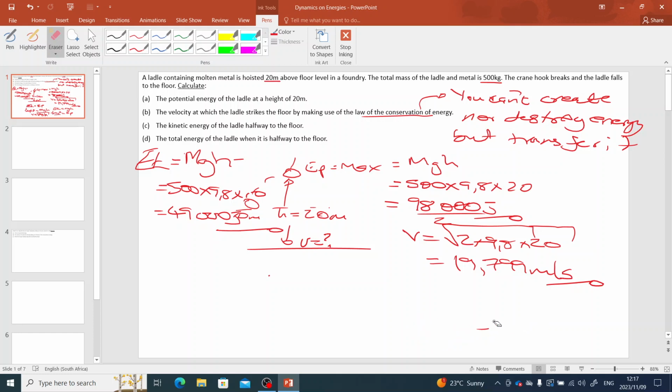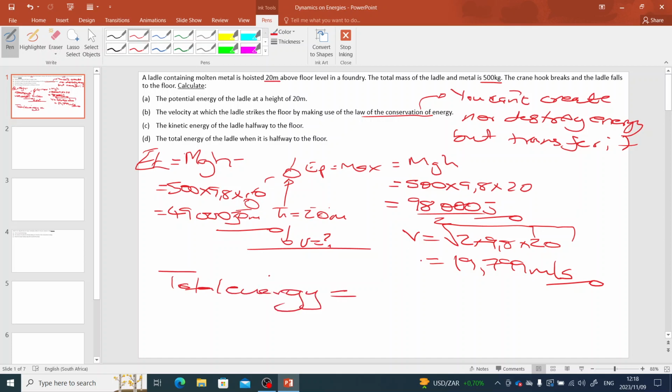Let's look at the last question there. They want us to calculate the total energy of the ladle when it is halfway to the floor. This is what they want us to calculate, the total energy.